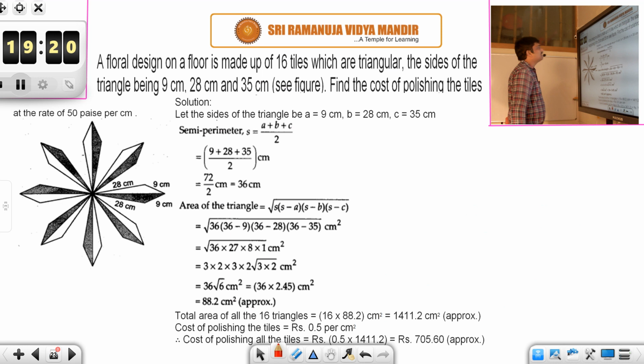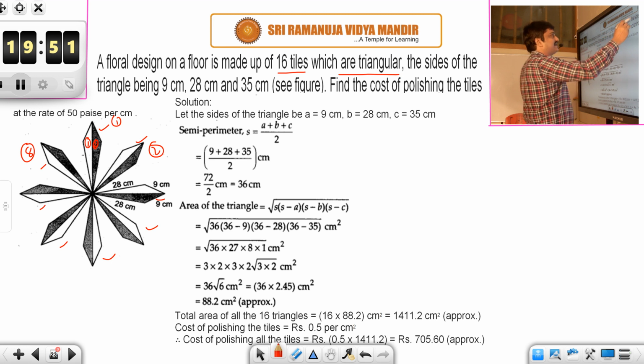Let's move to the next question. Now this is again an interesting question. See, given a floral design on a floor made up of 16 tiles, which are triangular. See, this is 1, this is 2. Similarly, these types of figures, there are 1, 2, 3, 4, 5, 6, 7, 8. So there are 8 in number. Okay, so in total there are 16 tiles which are triangular.